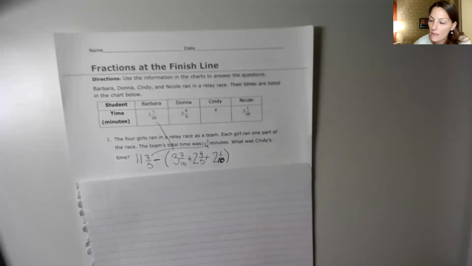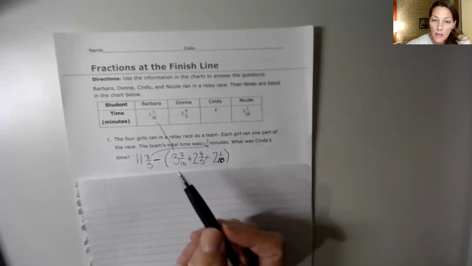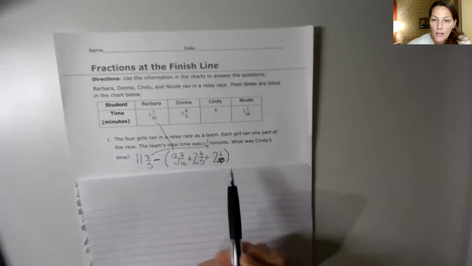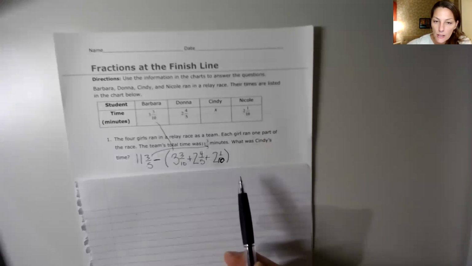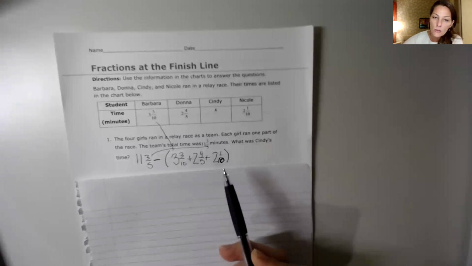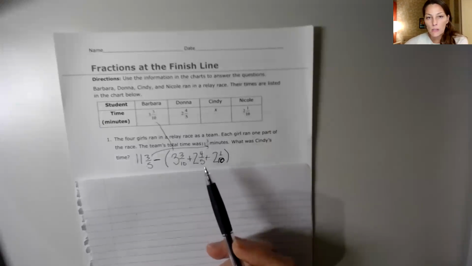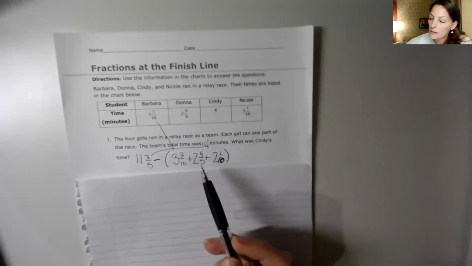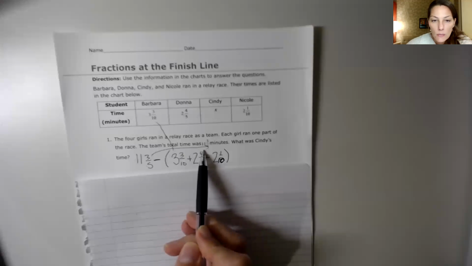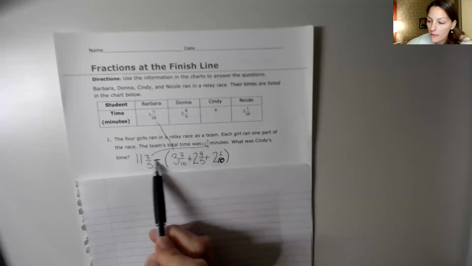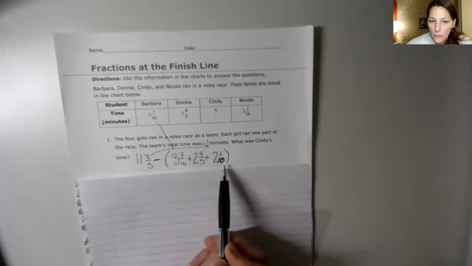So here's how you set that problem up. Now, you may need an extra piece of paper, guys. Not everything is going to fit in this one area, and you can always send me a picture of your extra piece of paper. If you're typing, you may be able to get it to fit, but sometimes it's hard to type fractions in the boxes. Okay, so here we have 11 3/5, and that was the team's total time. We're going to subtract from that all the girls' times that we know.